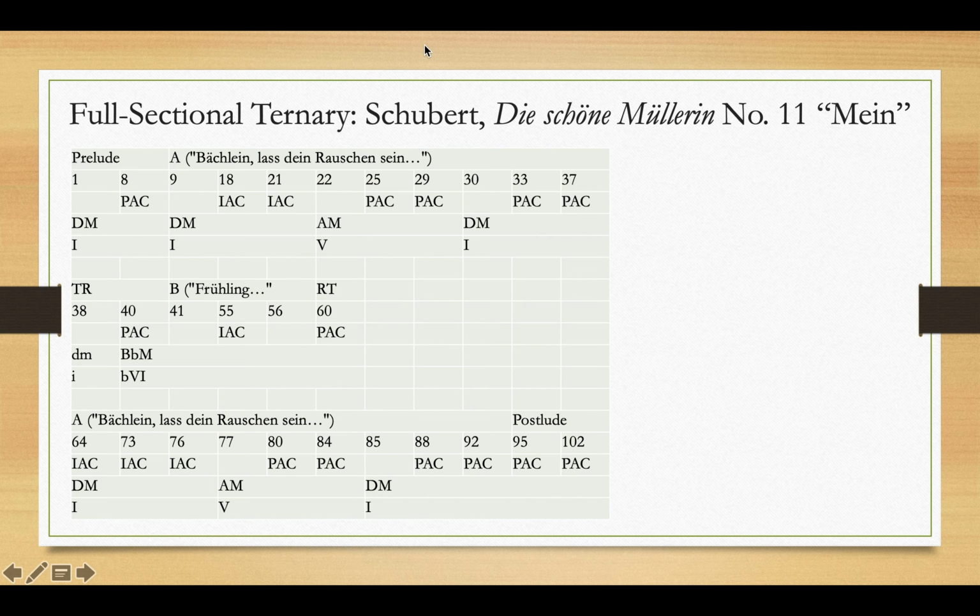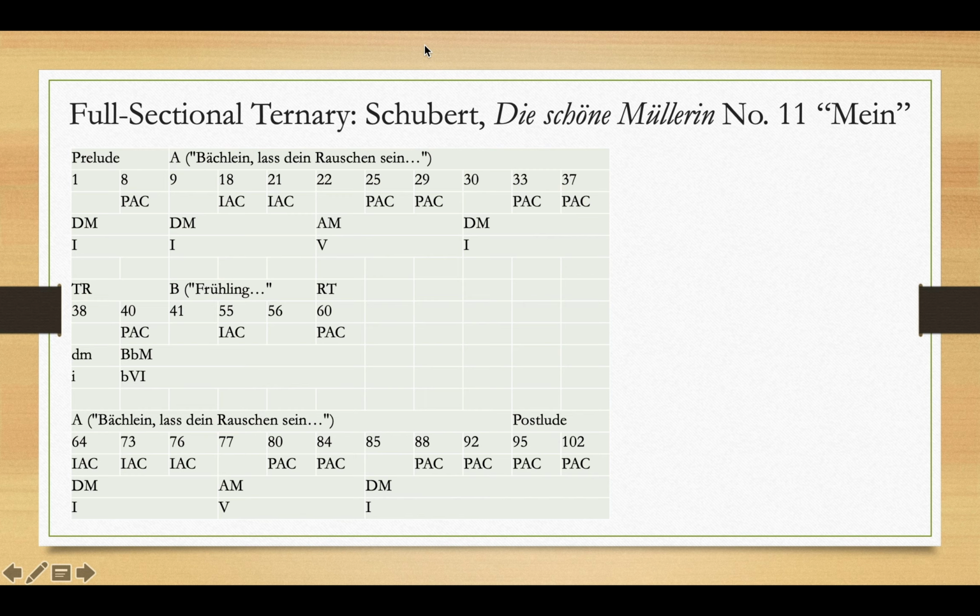"Mein" is one of the songs where the protagonist is very elated. He's very happy. He thinks that the miller's daughter is indeed his, which is why he keeps crying "mein, mein," which sounds the same as "mine" in English, even though it's spelled differently. But basically, he's ecstatic at this point. And so, if you have not listened to this song, please pause the video and go listen to this.